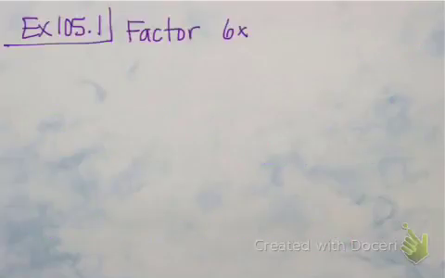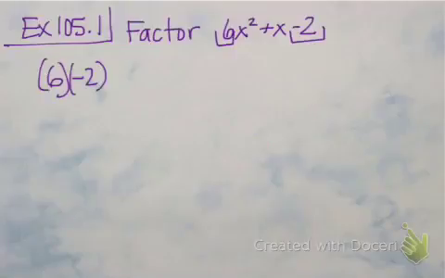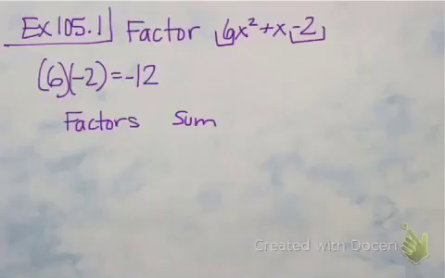Okay, so for example, we're going to factor this problem. Factor 6x squared plus x minus 2. So we're going to take the first and the last term. We're going to look at the coefficients. So the coefficients are 6 and negative 2, and we're going to multiply those. So 6 times negative 2 equals negative 12. So now we're going to look at the factors of negative 12, and we're going to look at their sums.